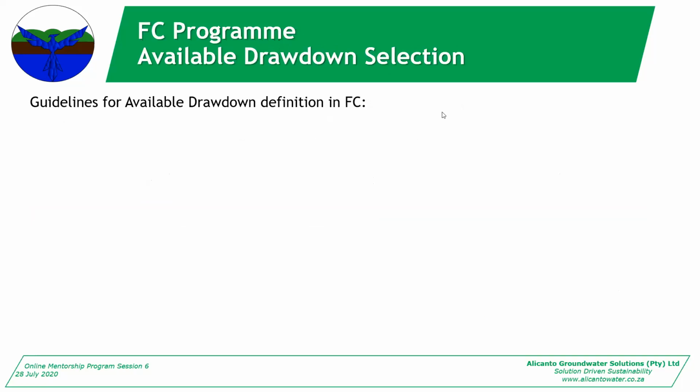So the guidelines to choosing your available drawdown. Yeah, we mentioned in the previous slide that your available drawdown is important for your sustainable yield. The way you choose your available drawdown. Does anybody have any suggestions? How do we determine the available drawdown?